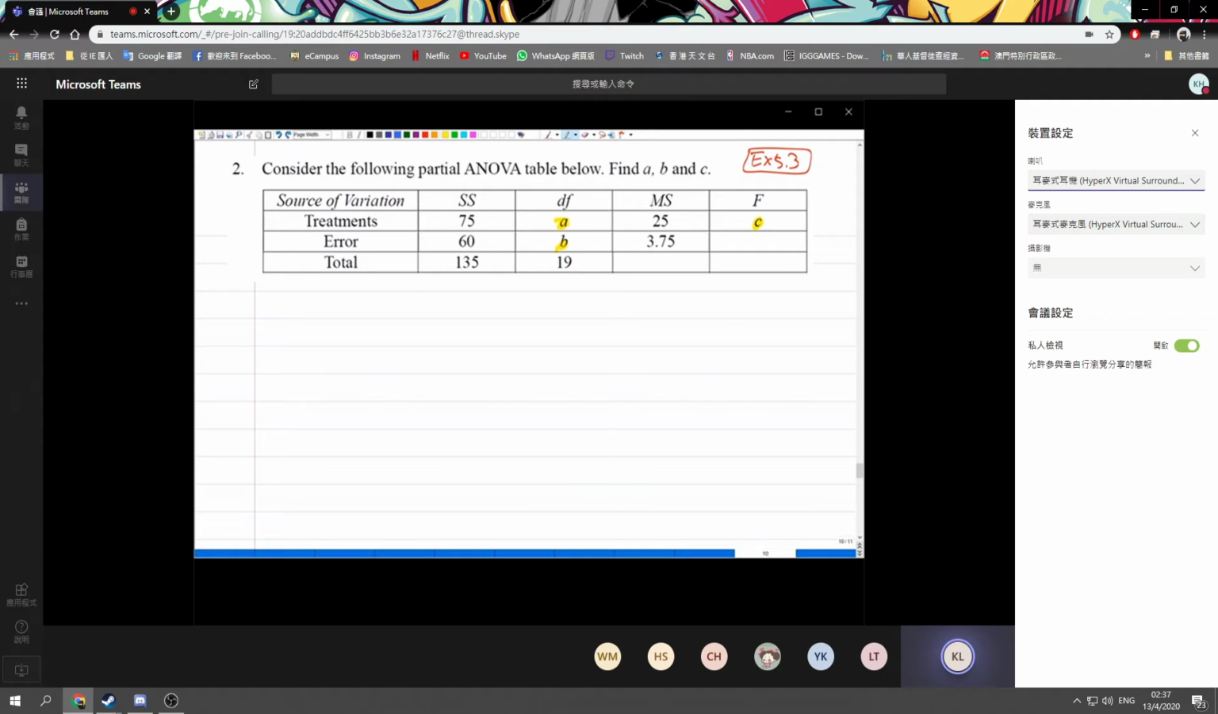So I need to write down. Okay, the first one is the sum of these two values equals the total SS here, and also for this one. Okay, so A plus B will be 19.